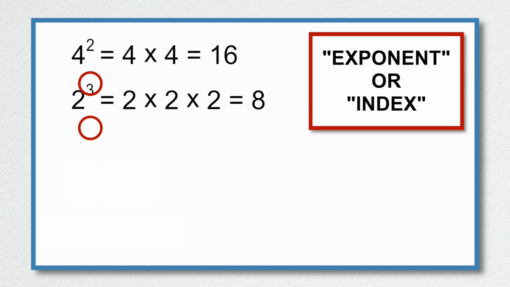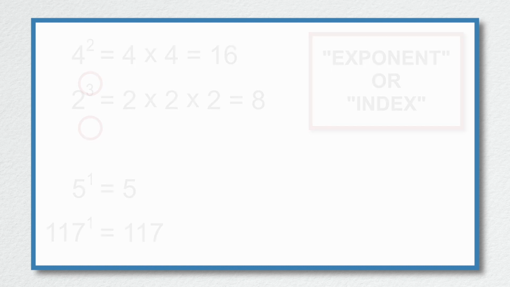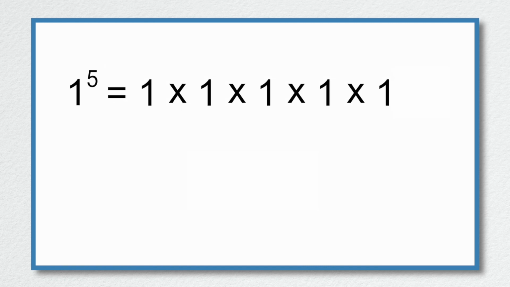If the power is equal to 1, so for example if we had 5 to the power of 1, well that is just 5. And similarly if I had 117 to the power of 1, this will just be 117. So any number to the power of 1 is just that number. If I had 1 to the power of something, so if I had 1 to the power of 5, well that's just going to be 1 times 1 times 1 times 1 times 1, and that's going to equal 1. And if I had 1 to the power of 618, again that's going to equal 1.